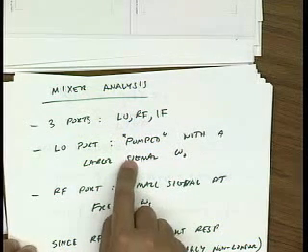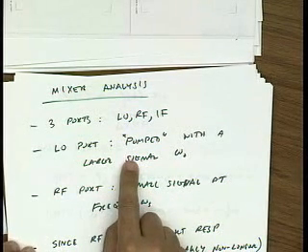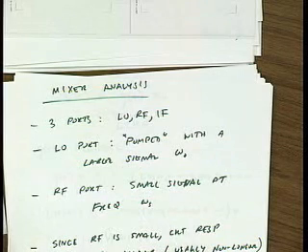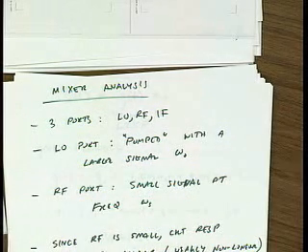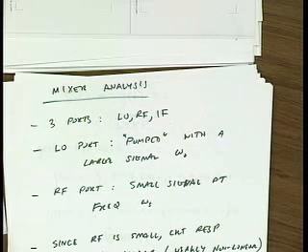But it's a linear time-varying circuit because of the action of the LO port. So as far as the circuit's concerned, from the RF port's perspective, it's a small signal circuit. But from the LO port's perspective, it's a large signal circuit.